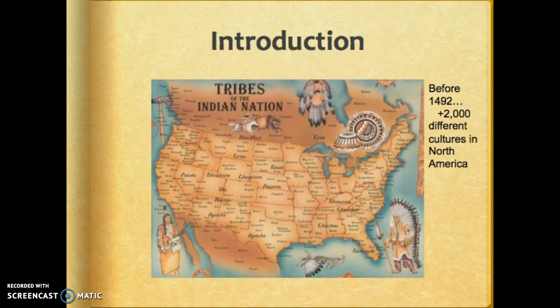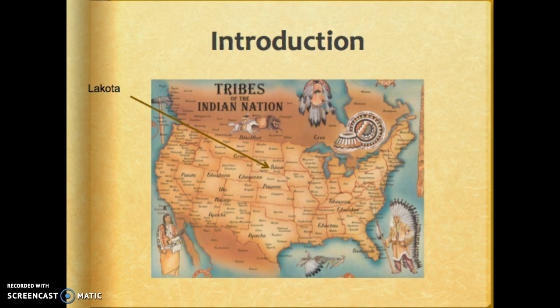Here are just a few. The Lakota, for example, were a people that lived on the Great Plains. The Cherokee were a people that lived in what is now the southeastern United States. The Navajo lived in what's now the southwestern part of the United States. And the Mohawk lived in New York and much of the northeastern part of the United States. And so on and so forth.